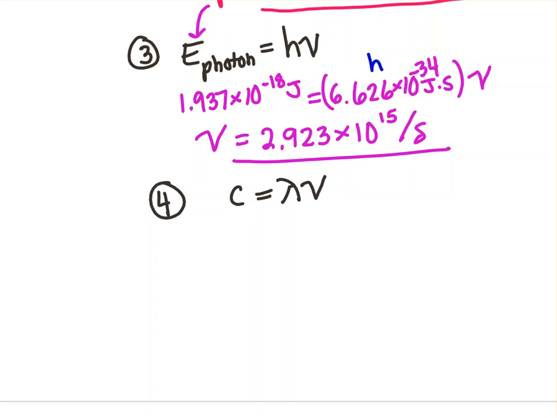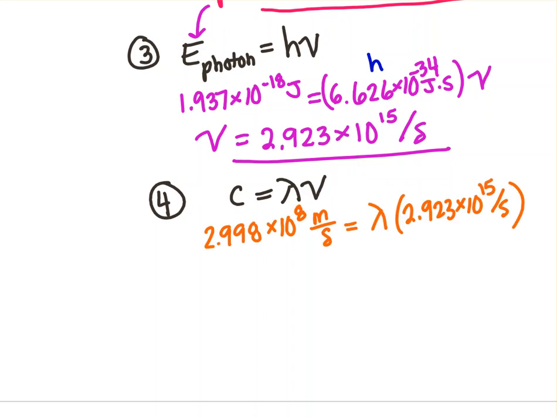Next we'll calculate the wavelength. c is the speed of light, another constant. Wavelength is what we're looking for now, and frequency we'll just plug in from there. So again, this is the speed of light, a constant. This is our frequency from above. I'm going to take that and divide it by my frequency. My units, the per second, the second on the bottom will cancel out, and my wavelength will come out in meters.